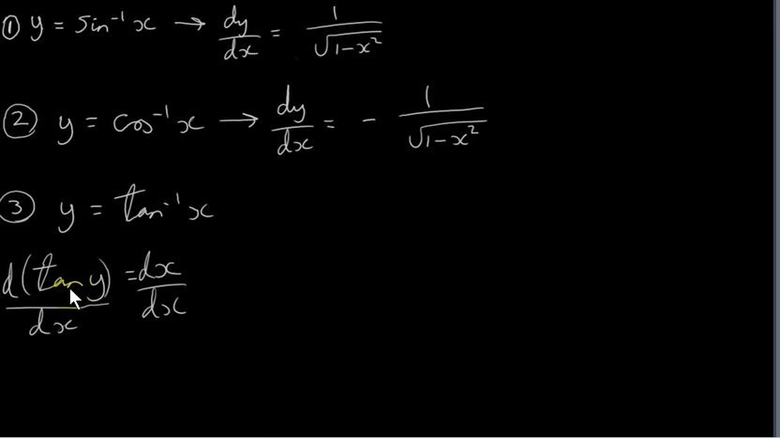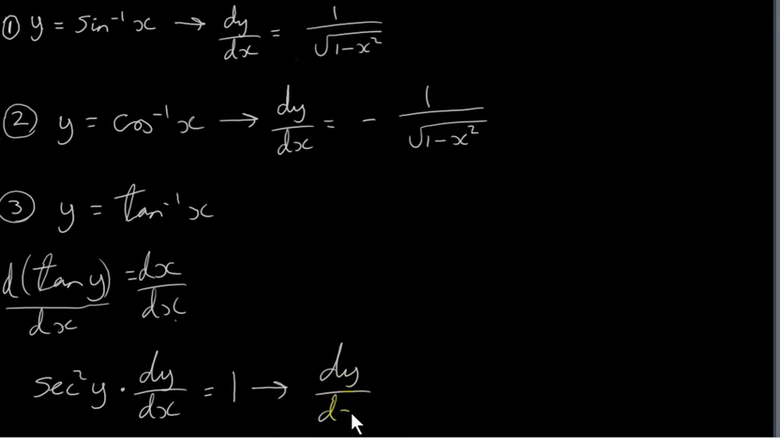Well, here we have to use trigonometric differentiation. The function is tan. If you look up the derivative of tan, you will see that it is sec squared. Our angle is y. By the chain rule, we differentiate this angle. And the derivative of x with respect to x is 1. So that tells us that dy/dx equals 1 over sec squared y. So you can just look up the derivative of the tan function. You'll see that it's sec squared.